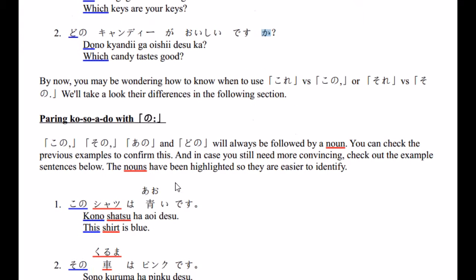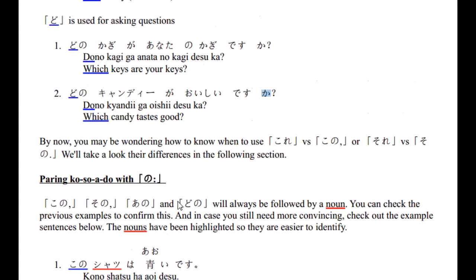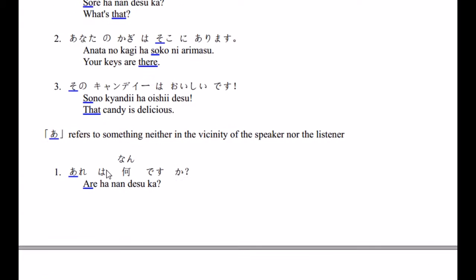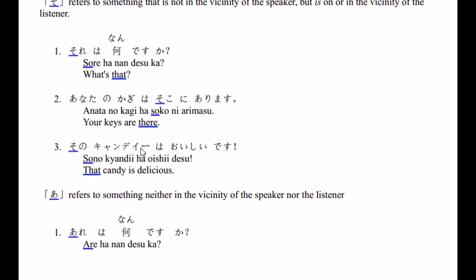So first, we will look at pairing ko, so, a, do with no. So we can have kono, sono, ano, or dono. So these will always be followed by a noun. Okay, so if you don't believe me, we can go up to the previous sentences and kind of look. So here we have ano candy. So candy is a noun, so we need no. So that candy. Or number 3, we have, sono candy wa oishii desu. That candy is delicious. So again, candy is a noun, so we need no.